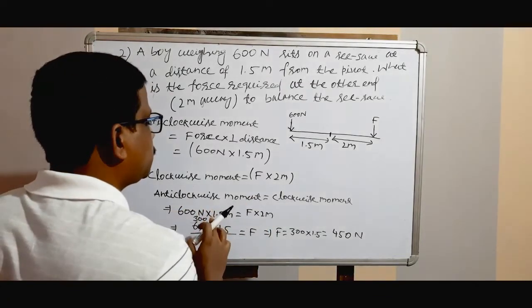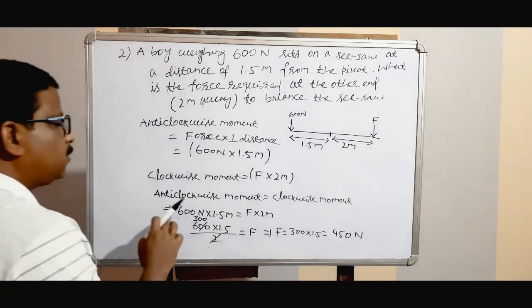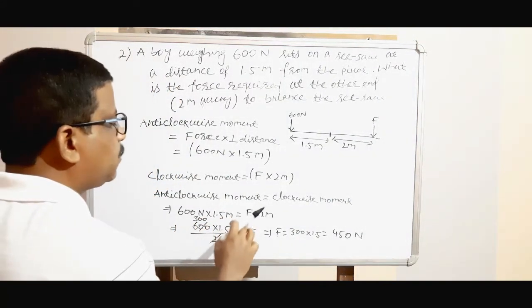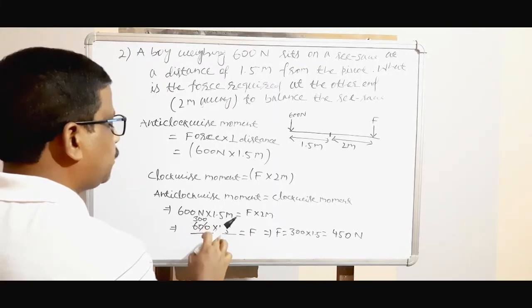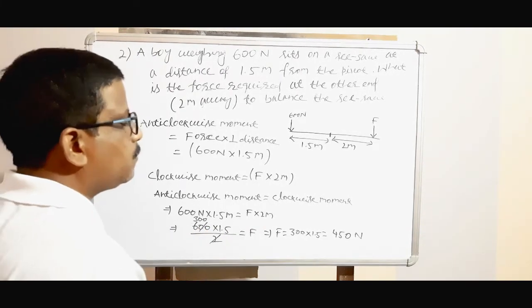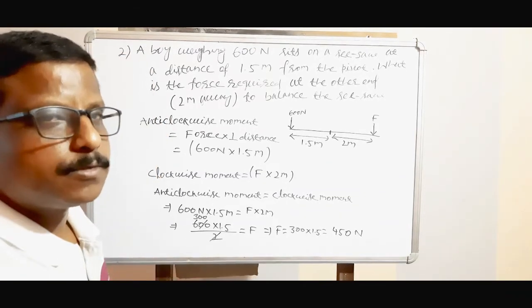So according to the principle of moment, anti-clockwise moment is equal to clockwise moment. So 600 into 1.5 is equal to force into 2 meter. So force is equal to 600 into 1.5 by 2. Solve, we will get 450 Newton. Understood? Next question.